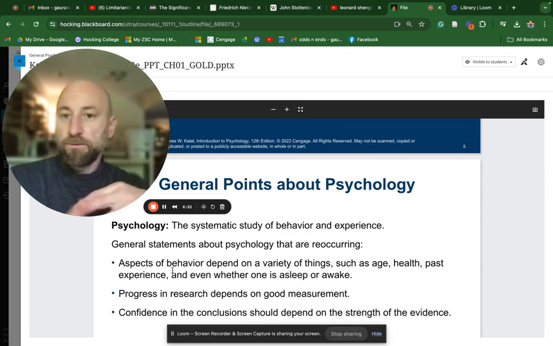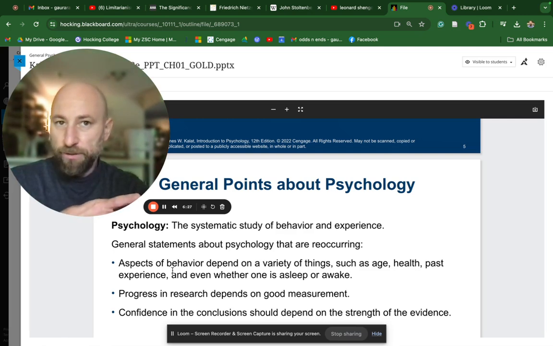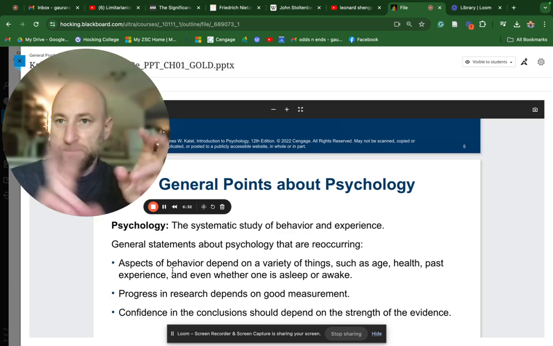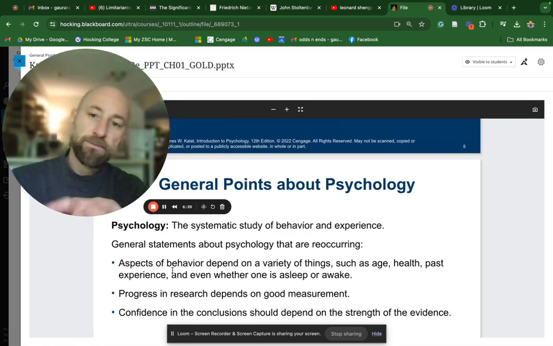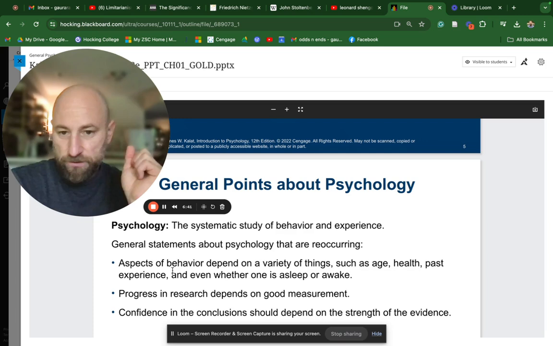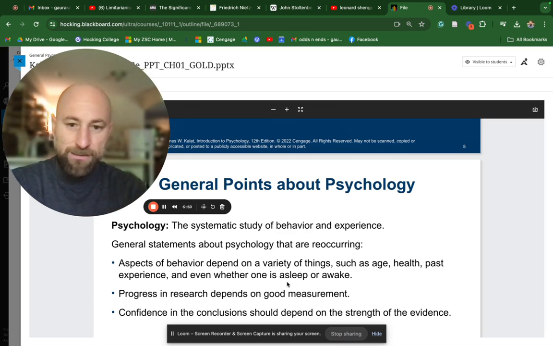Most famously, there's nature versus nurture, or environment and genetics, however you want to think about that. But within that category, there's many, many different aspects of environment, and many different genes and combinations of genes and ways in which different aspects of the environment interact with different genes. So everything is always multifactorial. Progress in psychology and research depends on good measurement. If we're not measuring, we're not doing science. Of course, measuring and doing statistics. Confidence in conclusions should depend on that.